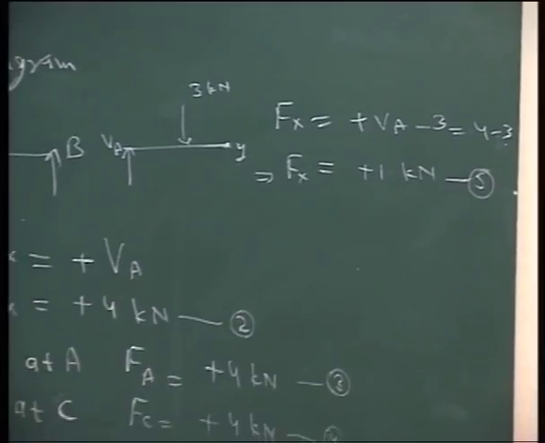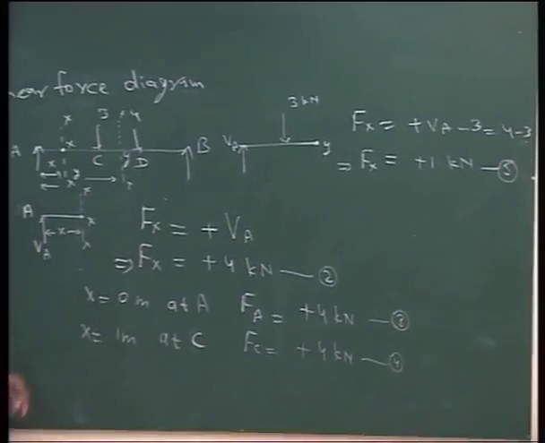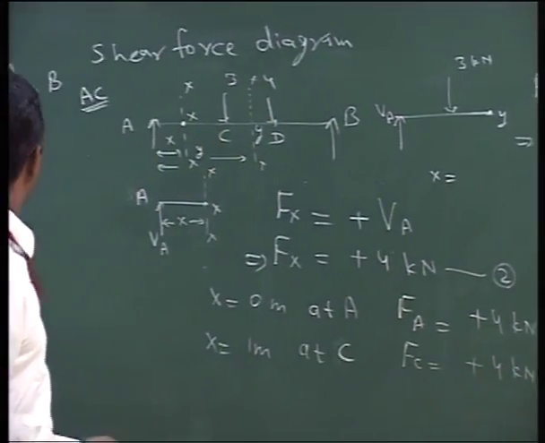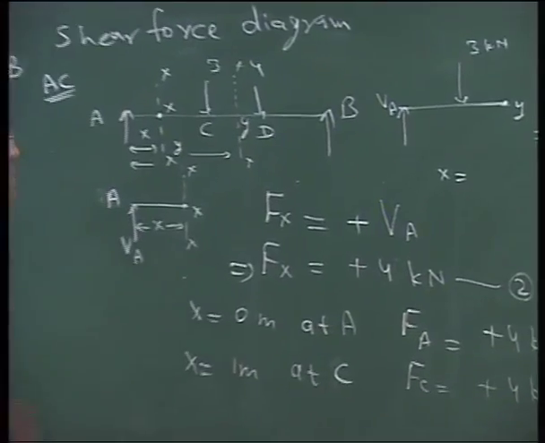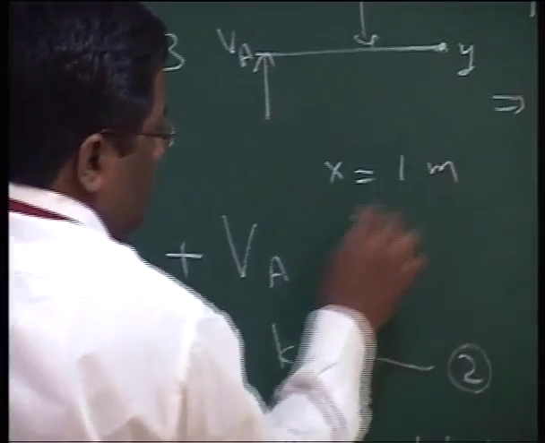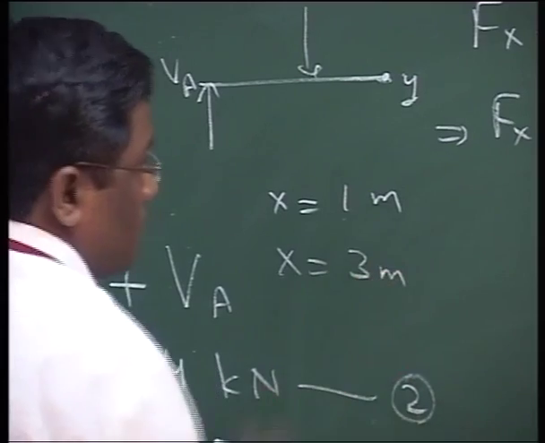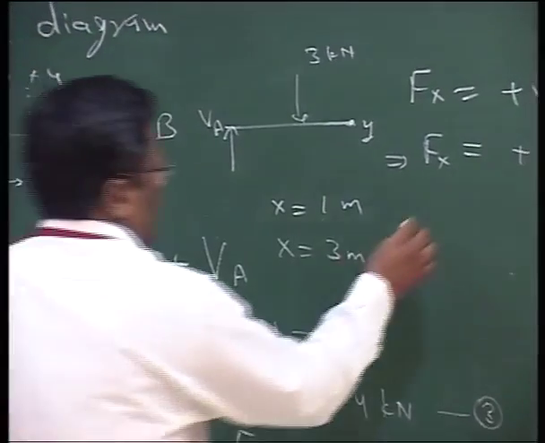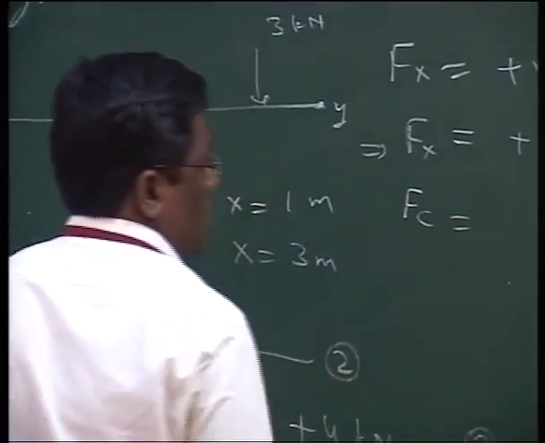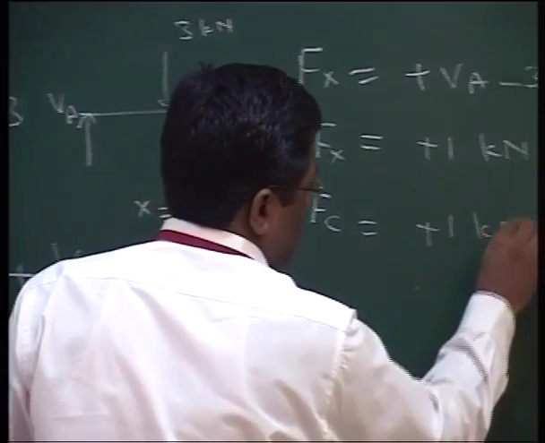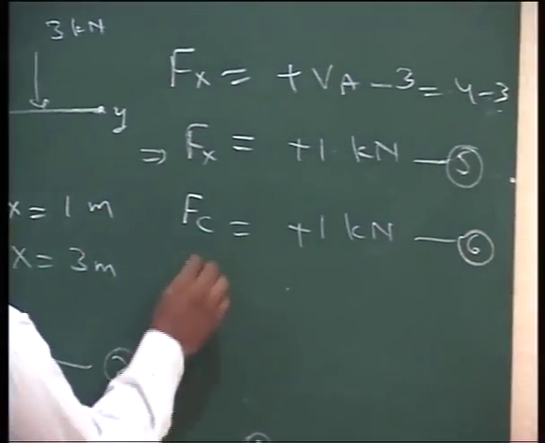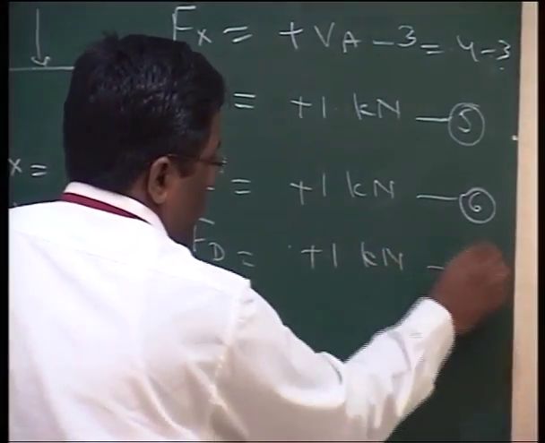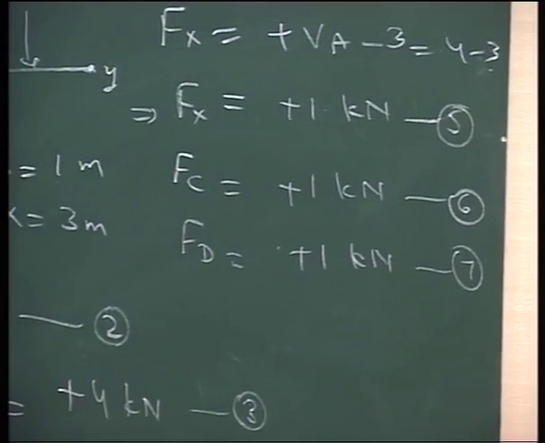This equation is for the shear force of the portion CD. So, what will be the range of the value x? X is 1 meter at C, whereas x is 3 meter at D. So, now at x is equal to 1 meter, that is FC, it will be plus 1, whereas at x is equal to 3 meter, it will be FD, which is also plus 1. The reason is that we don't have any x component in this particular equation.